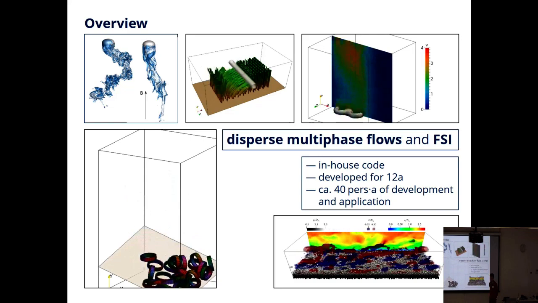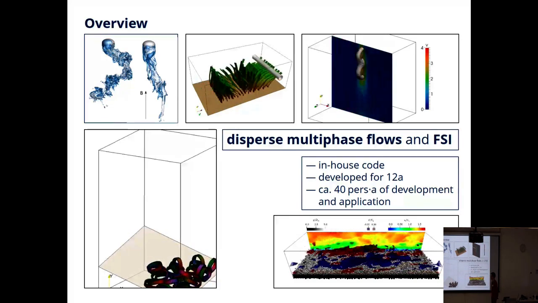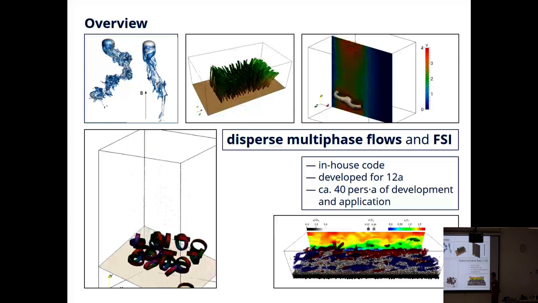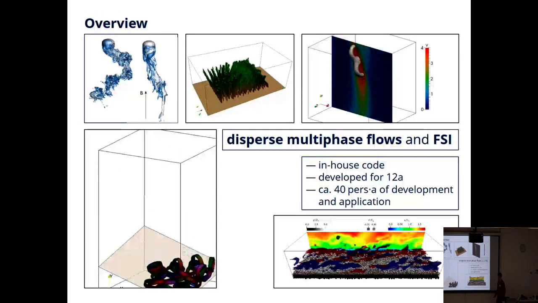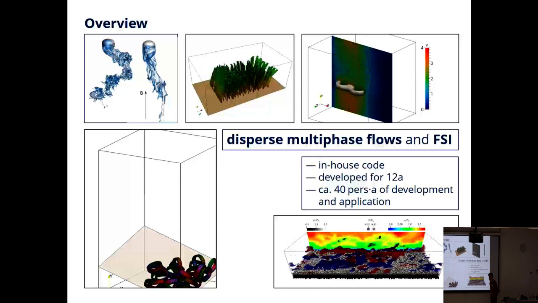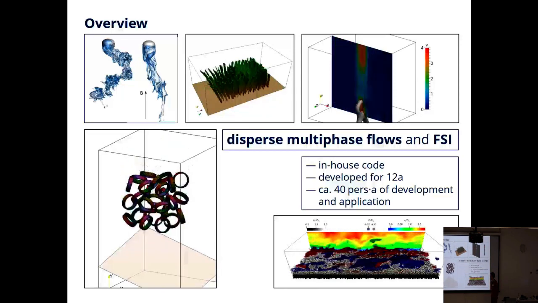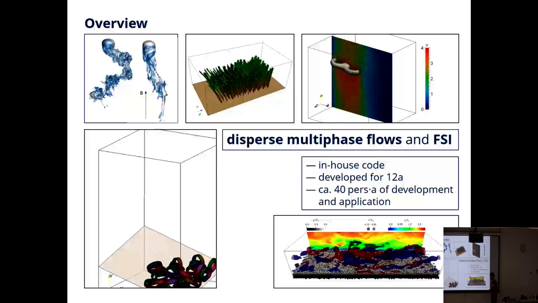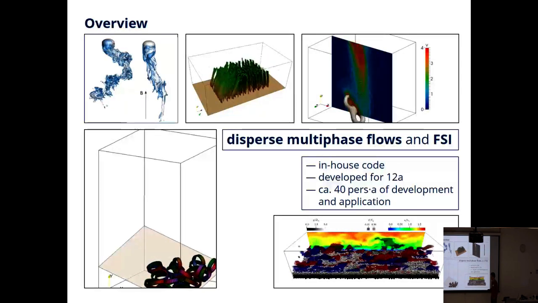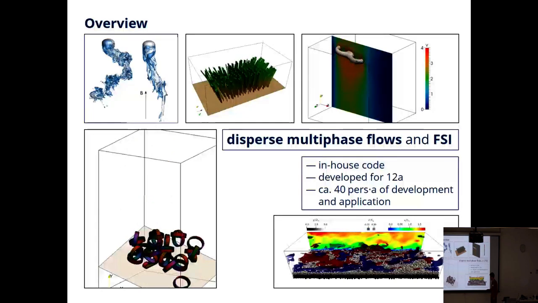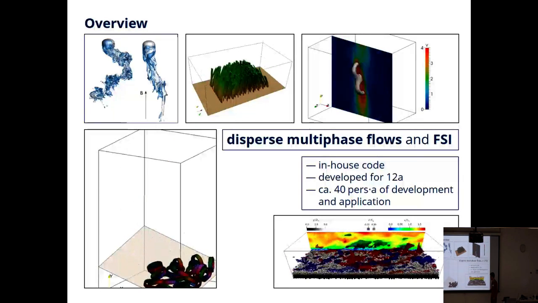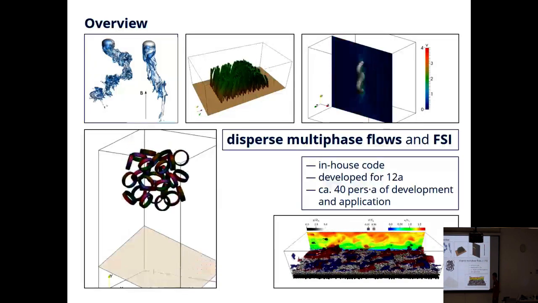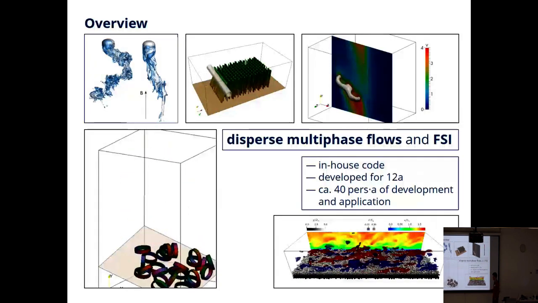We use Prime to compute dispersed multiphase flows and fluid structure interaction. And it is an in-house code. It's been developed for 12 years by 3 to 4 people at a time, who are working on development and application. We do lots of physical application, evaluation of physics using that code. These are some test cases to give you an idea of what the code can do.